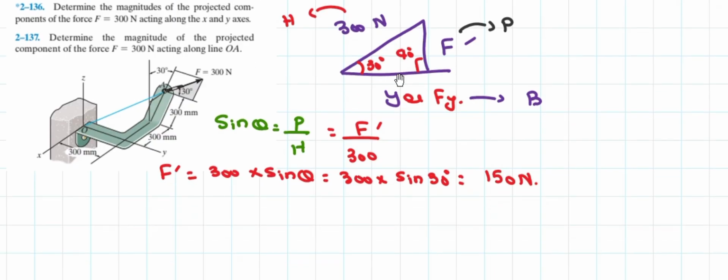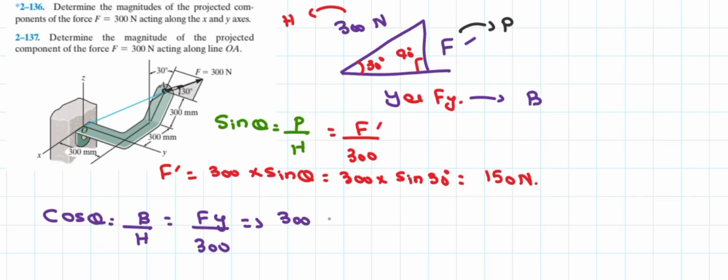Now apply the cos theta function here. We know that cos theta equals base upon hypotenuse. The base in this case is Fy, and the hypotenuse is our 300. So Fy equals 300 into cos of theta, and theta in our triangle is 30 degrees. So 300 into cos 30 degrees equals 259.80 Newton. Now this is the component of force F acting along the y-axis, but this is basically the magnitude.